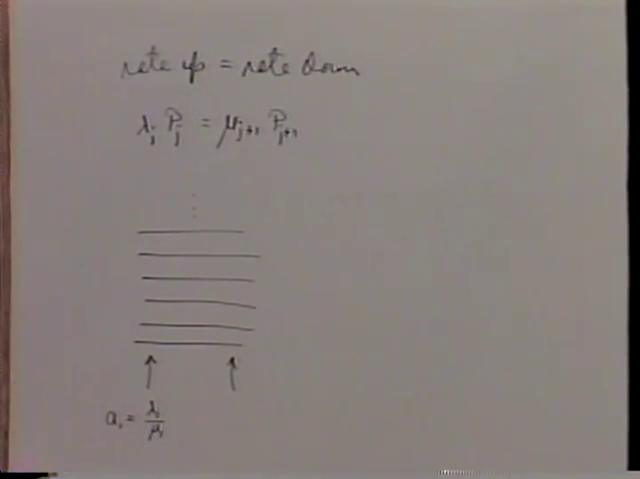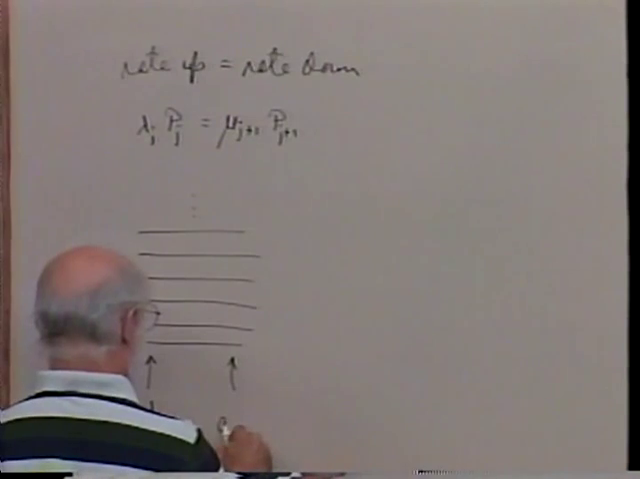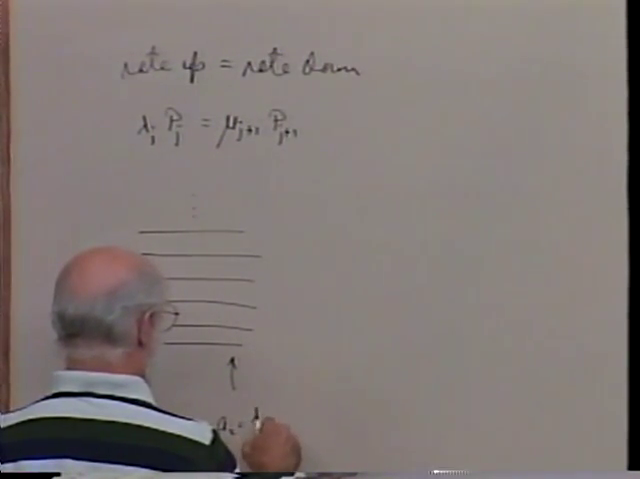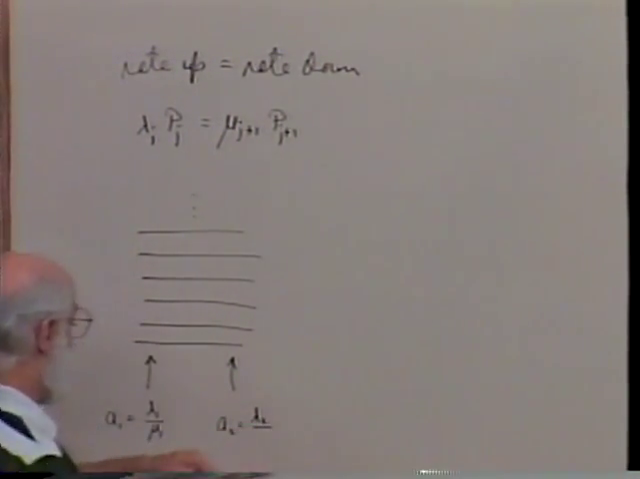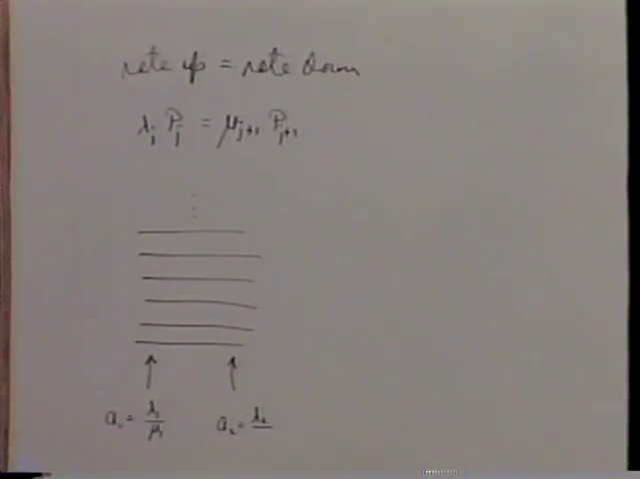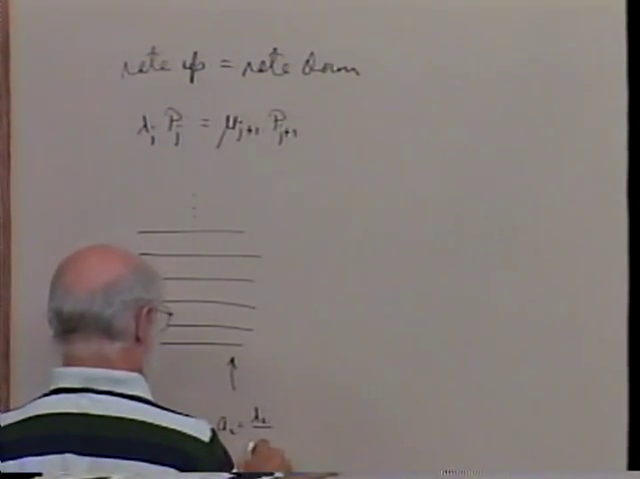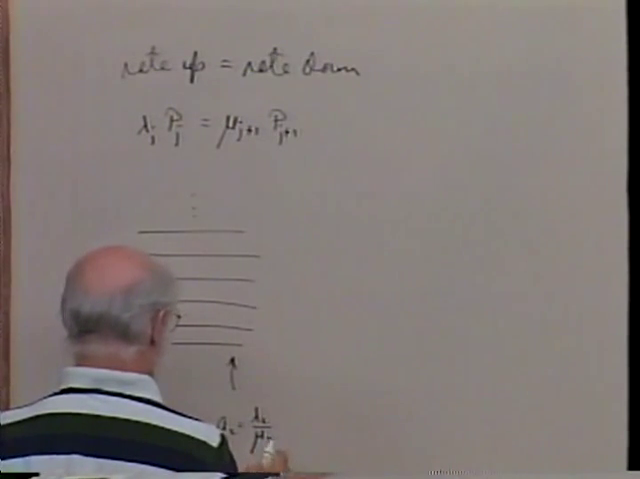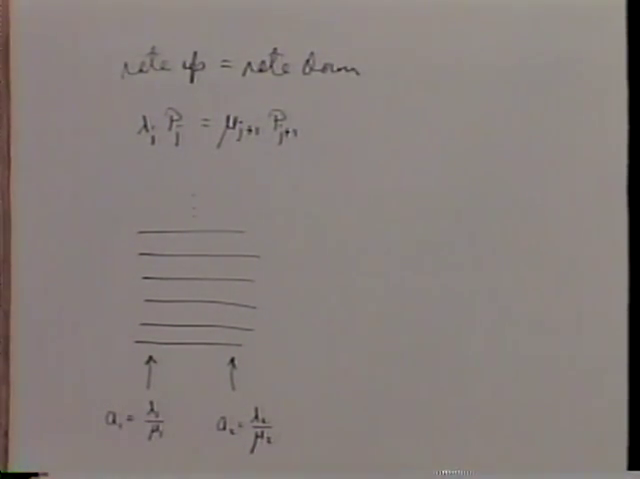Lambda 1 over mu1, or lambda 1 times tau 1. And similarly, for stream 2, we have A2 Erlangs, Poisson input with rate lambda 2, which is different from lambda 1, and exponential service times with service completion rate mu2, which in general is different from mu1.